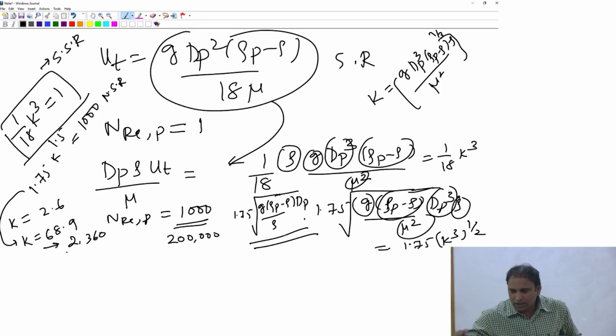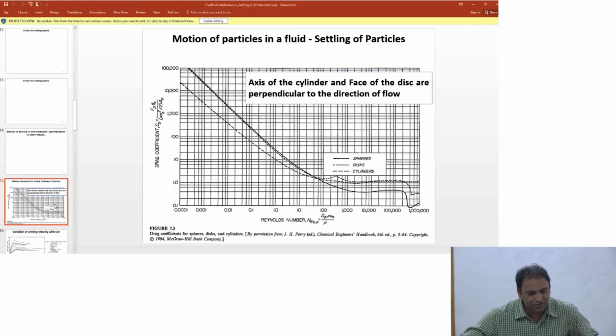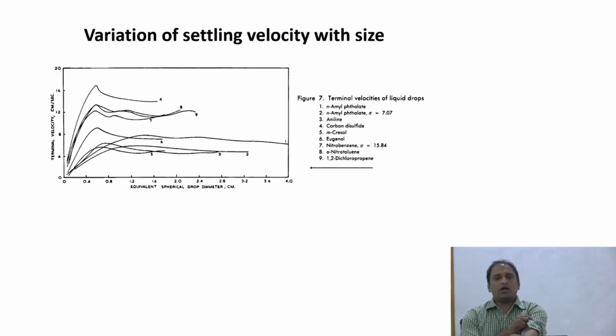So now we'll talk a little bit about, before we talk about applications of these things. Okay, so now what you see is a plot of variation of settling velocity with size. On the y-axis you have terminal velocity. On the x-axis you have equivalent spherical diameter.